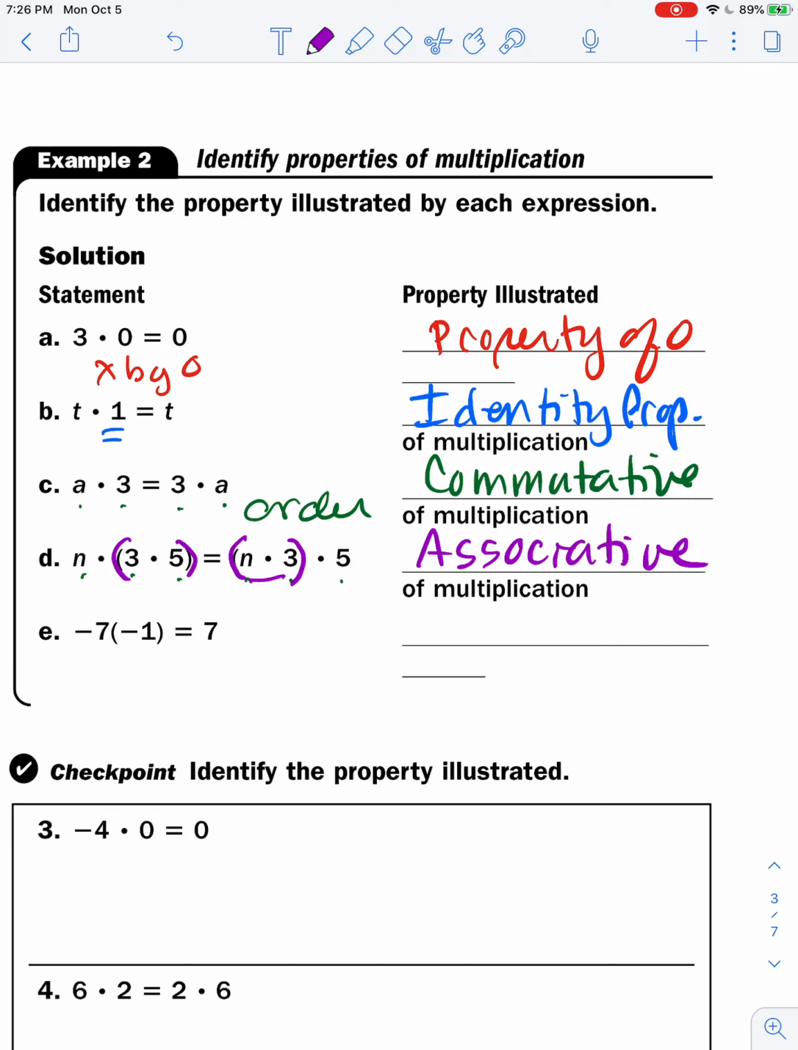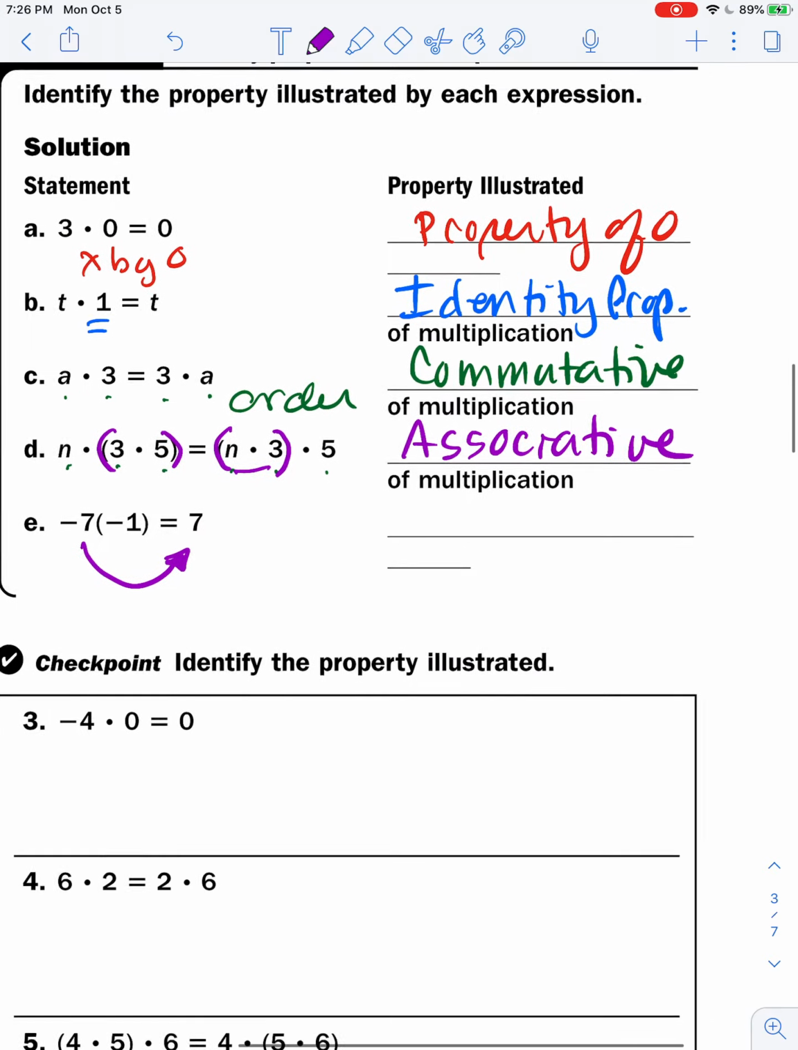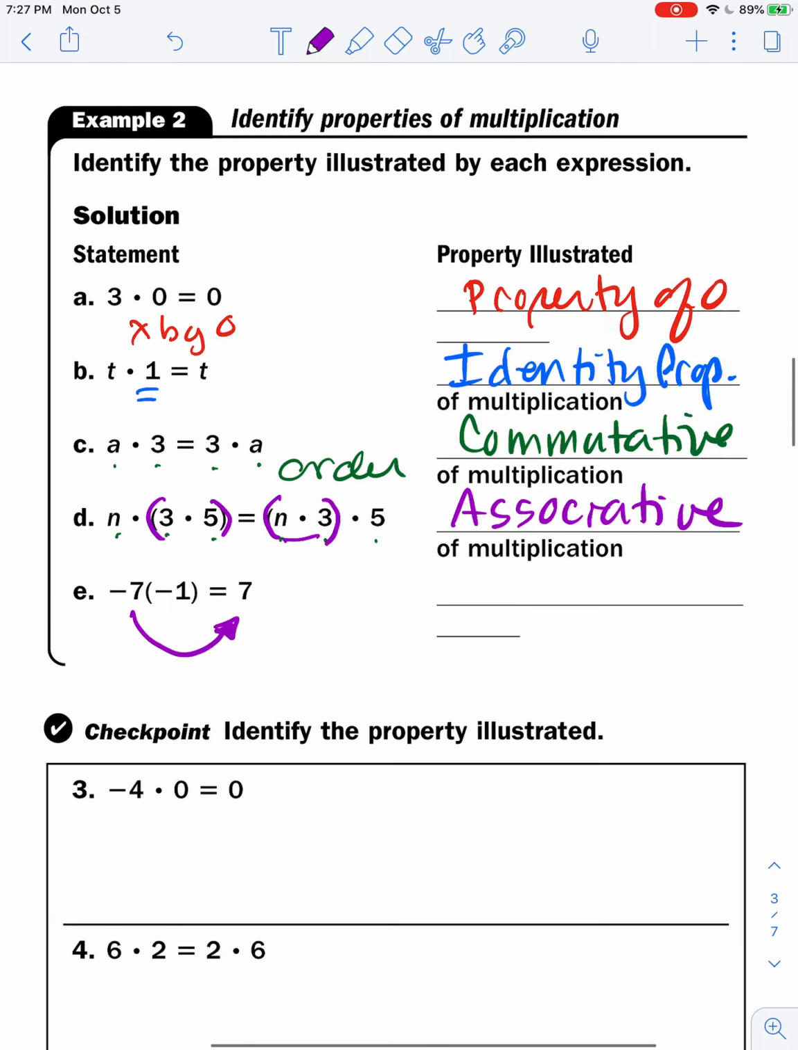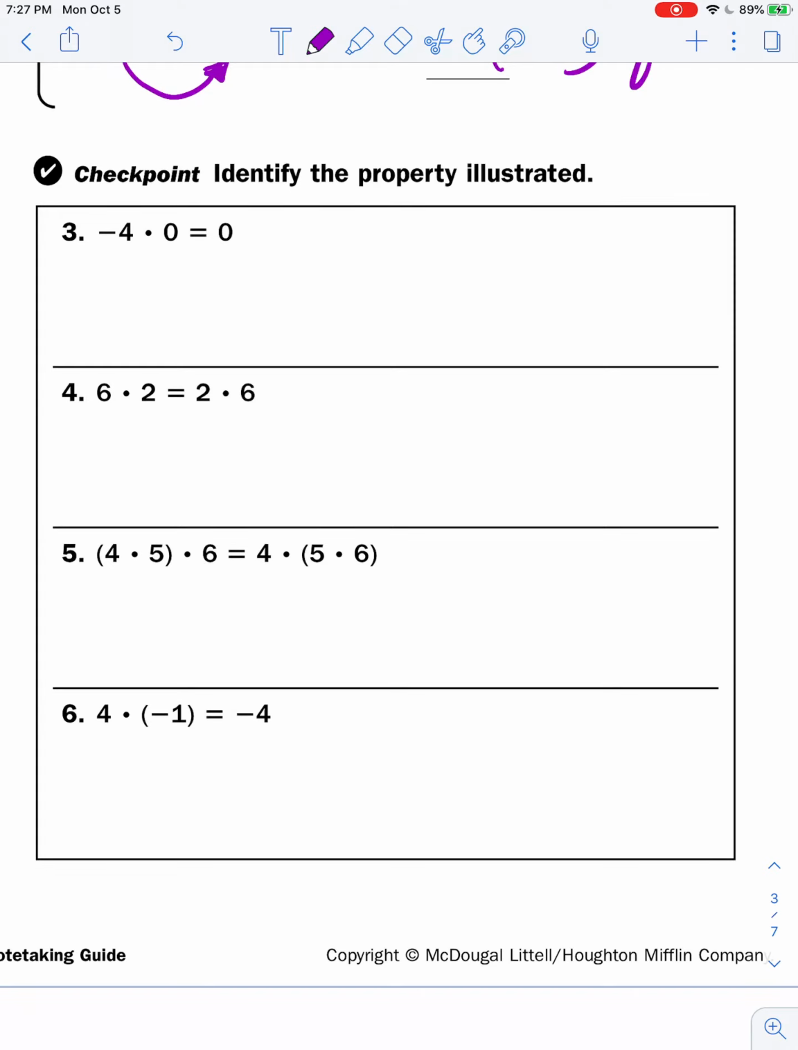Okay, so then this last one, they multiplied by a -1 to change the sign. So the -7 became a +7. And if you remember, that was our last one, which is just the property of -1. That what -1 does is switch signs. So this is just going to be the property of -1. So those are kind of tricky things, and you just have to learn them through practice and thinking about them.